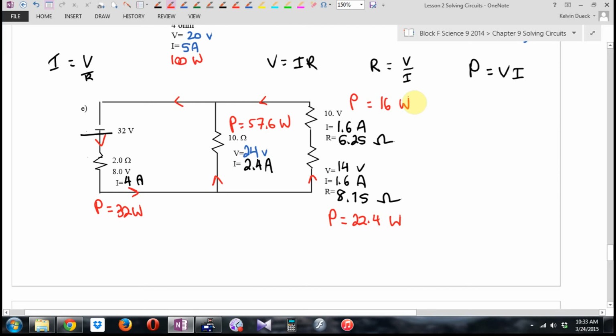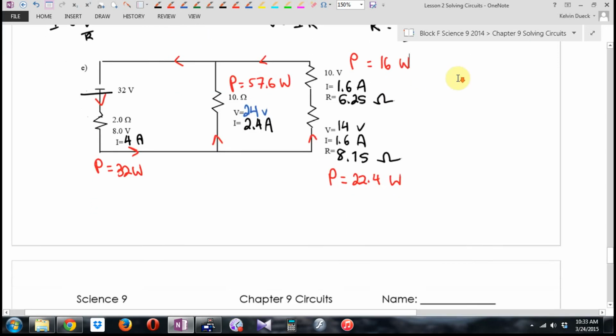What's the brightest bulb? B, 57.6 watts. Okay. Couple more.